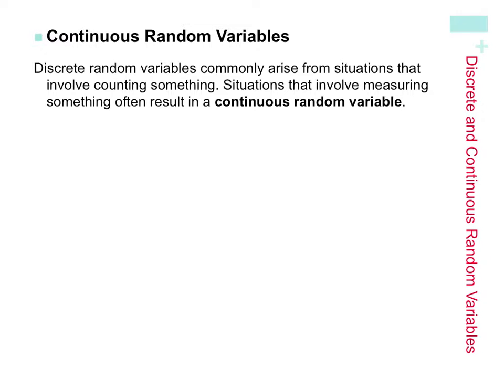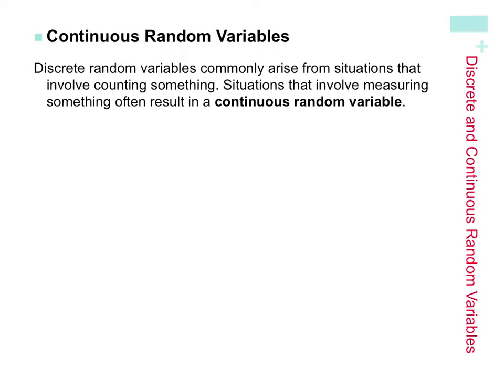Okay. So now that we've discussed discrete random variables, we're going to move on to continuous random variables. Discrete random variables commonly arise from situations that involve counting something. Situations that involve measuring something will often be more like continuous random variables. So that's why I suggested something like weight in the last video. That's more of a measurement. It's not a count. That would be continuous, not discrete. You can have part of a pound. You can't have part of a person.